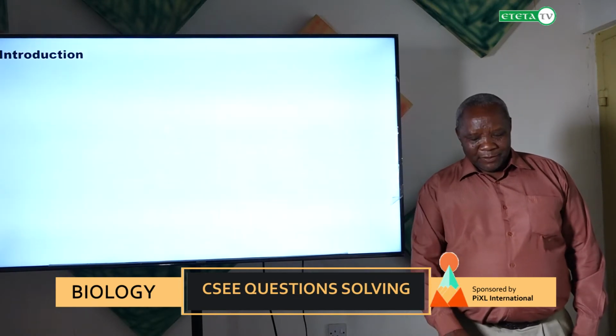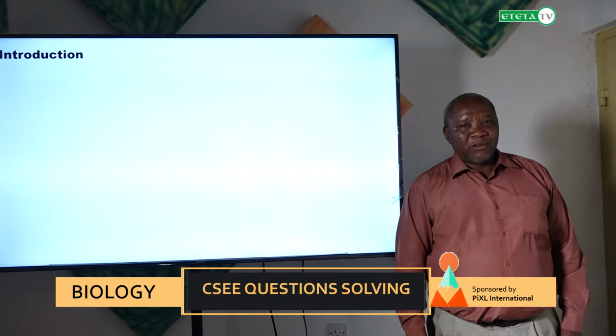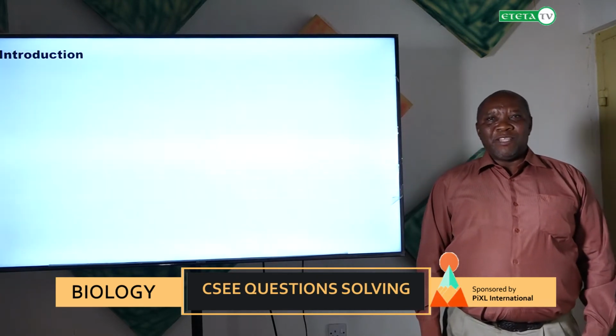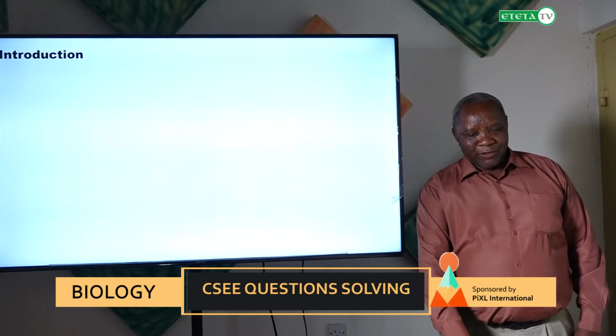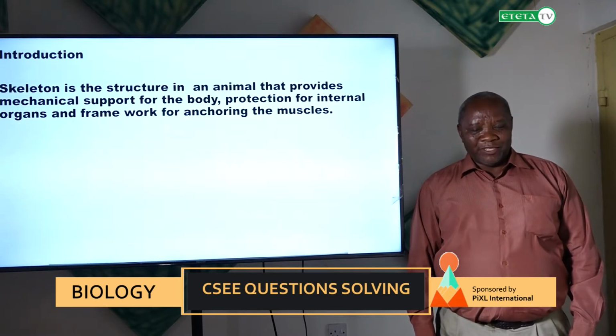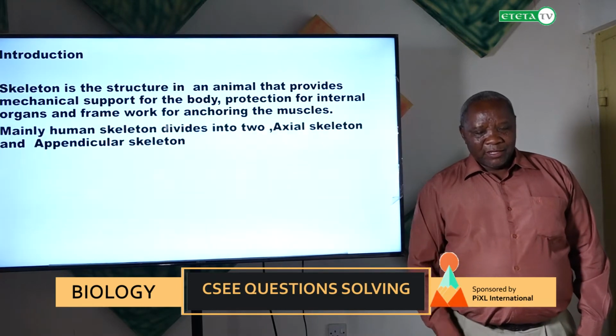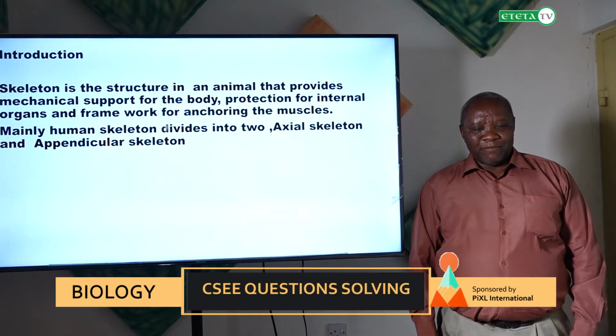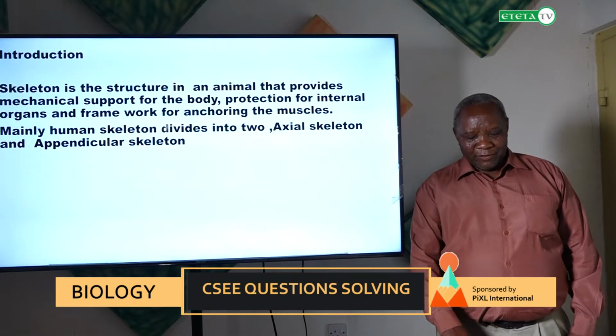In the introduction, we are going to see the meaning of skeleton. Skeleton is the structure in animals that provides mechanical support for the body, protection for internal organs, and the framework for attaching the muscles. The human skeleton is mainly divided into two: the axial skeleton and the appendicular skeleton.